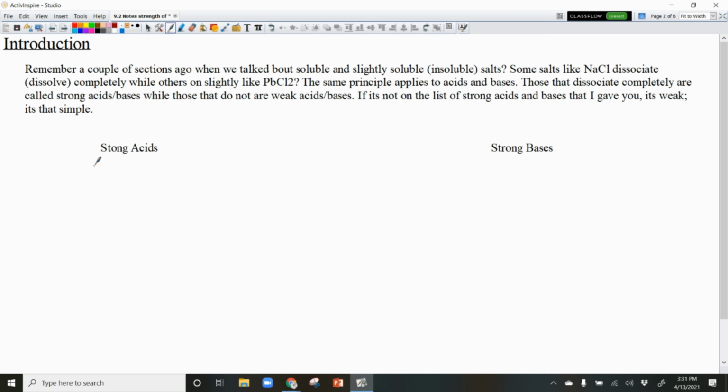Okay, so for the strong acids, it's going to be hydrochloric acid, hydrobromic acid, and hydroiodic acid. So these are the three halogens that are strong, and there's three polyatomic ions that make strong acids, and that's HNO3, HClO4, and H2SO4. Okay, so those are the strong acids.